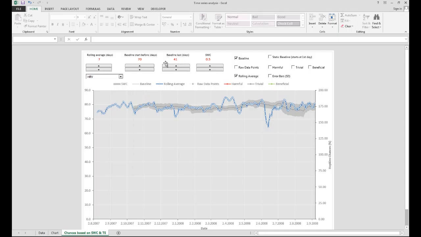Baseline starts 70 days before one point and lasts 41 days. Smallest worthwhile change is 0.5 times the standard deviation of the baseline. One thing I put here is the error bars. The same way as we calculate the standard deviation of the baseline, we calculate the standard deviation of the 7 day rolling average.